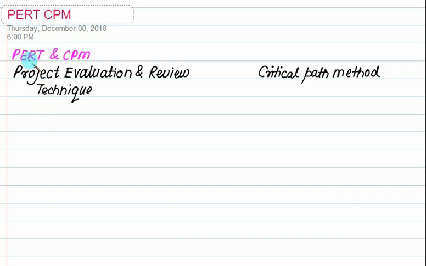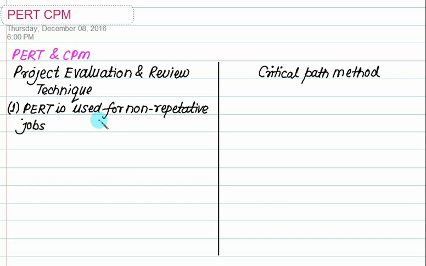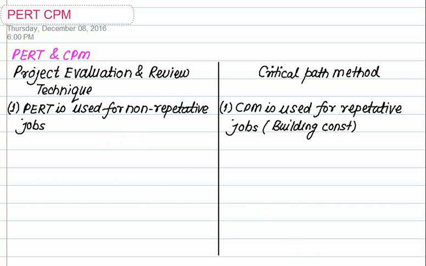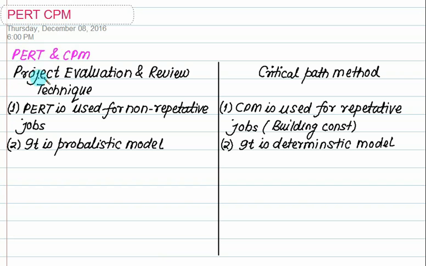There are two network techniques. One is called PERT, Project Evaluation and Review Technique, and the other is called the Critical Path Method. We'll try to differentiate. PERT is used for non-repetitive jobs, for example research activity. CPM is used for repetitive jobs like building construction or assembly of any mechanical product. PERT is a probabilistic model, and normally we use the beta distribution for this, and the critical path method is a deterministic model.